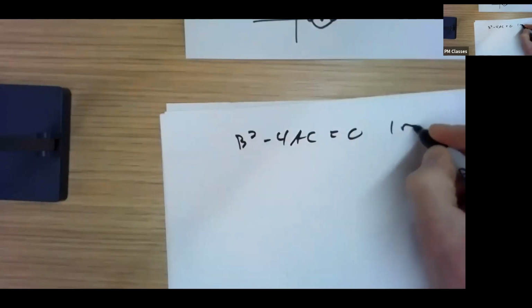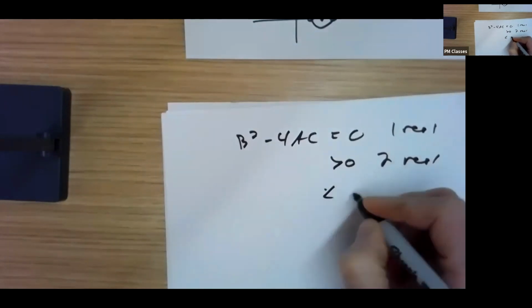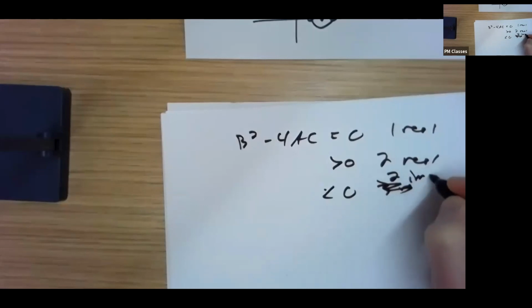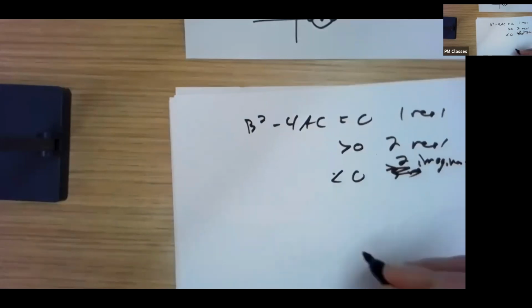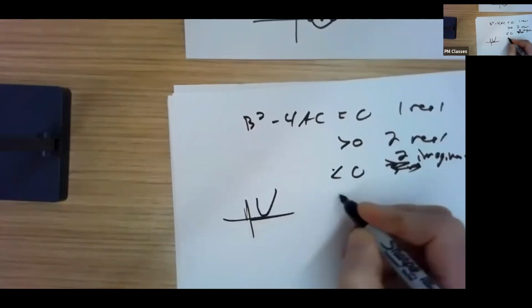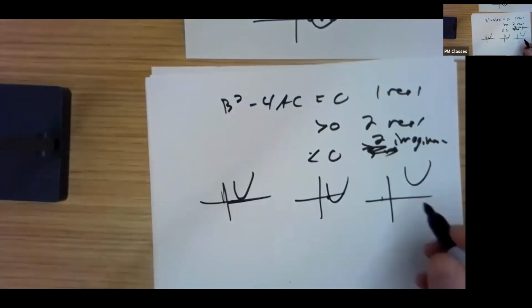We'll do this one more time. Equal to 0, one root. Greater than 0, two real roots. Less than 0, three real roots. That's funny. Two imaginary roots. I'm getting carried away. So one real root, tangent to the x-axis. Two real roots does that. Two complex or imaginary roots sit up there.